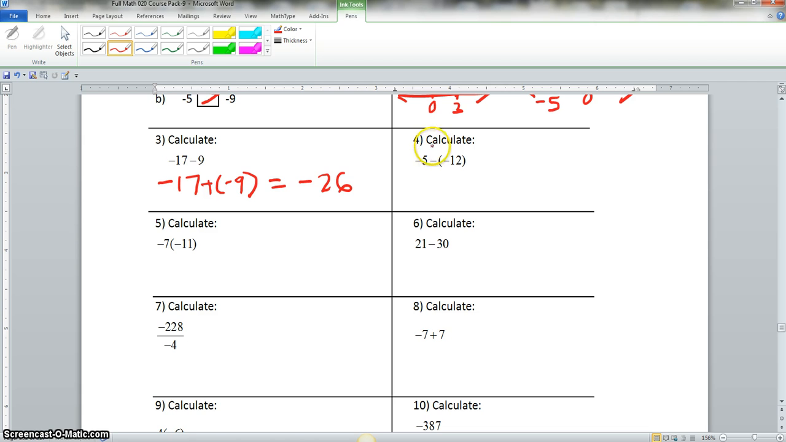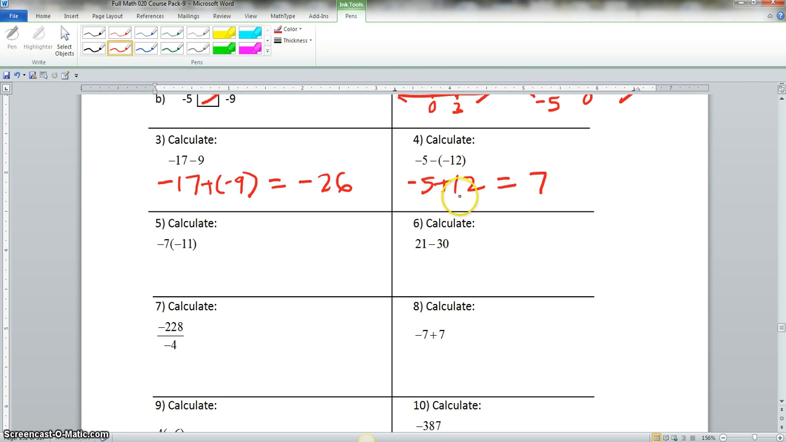Now we come here to number 4. We have negative 5 minus a negative 12. Now what we would do here, we know this minus sign will mean the opposite of negative 12. So this is really negative 5 plus 12. Now we know whenever we have two different signs and we're adding them together, we would do regular subtraction. We know 12 and 5, when you subtract them, will give us 7.